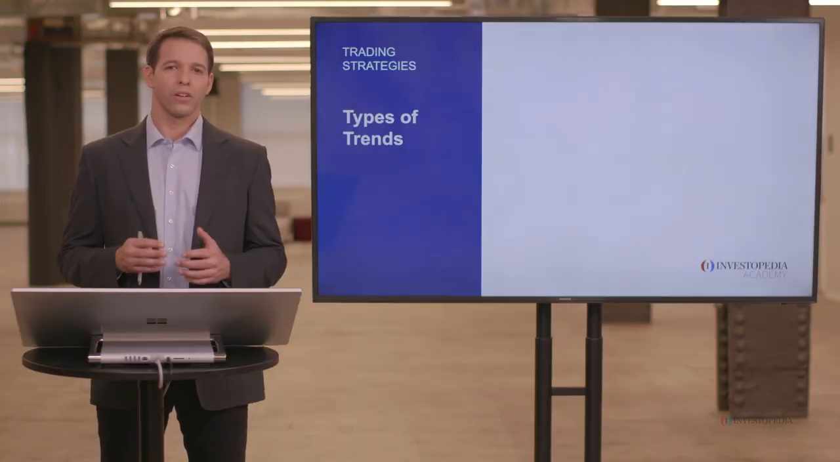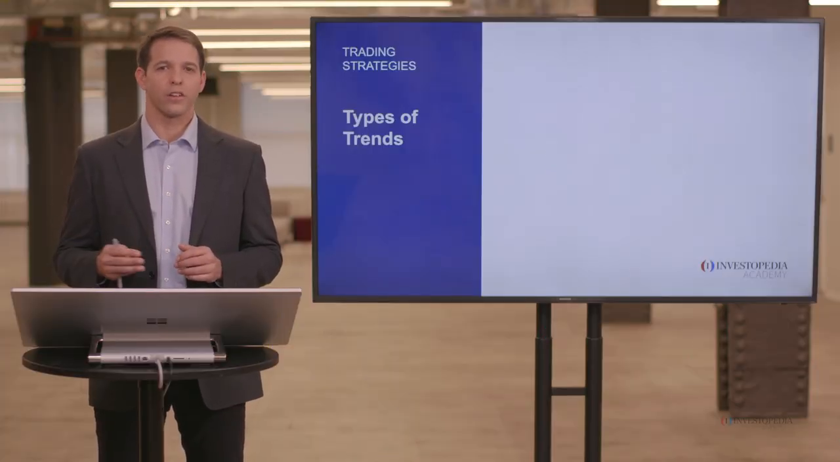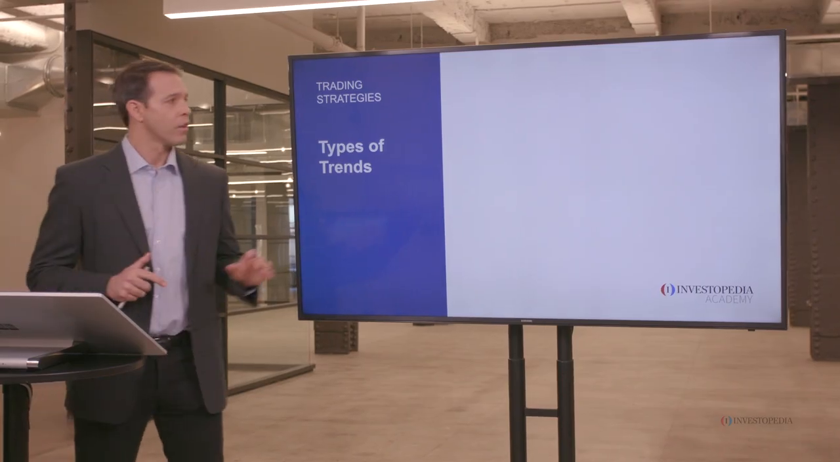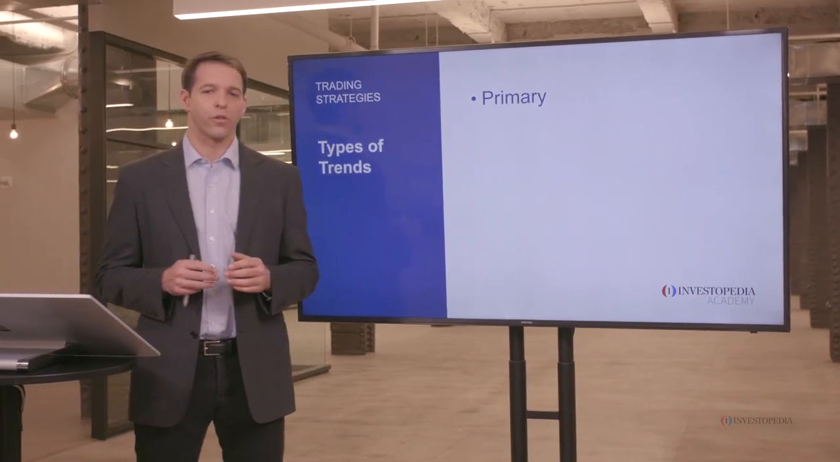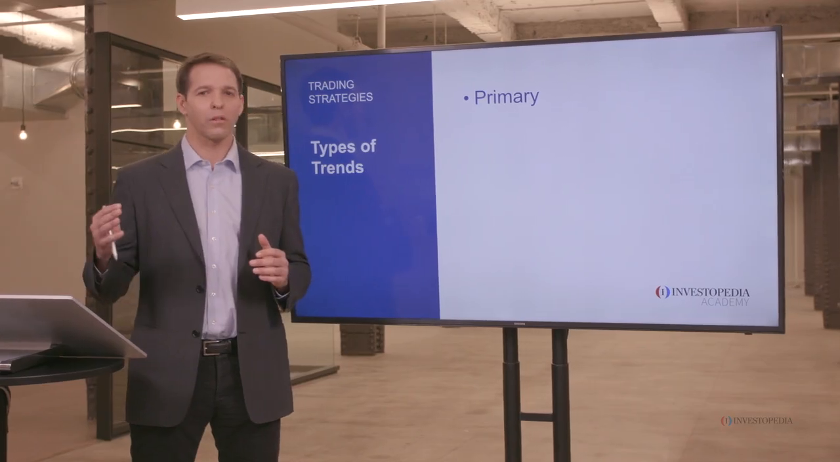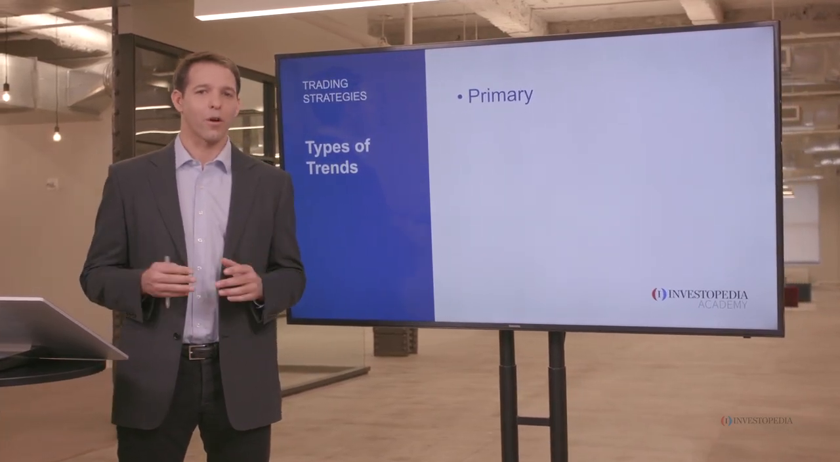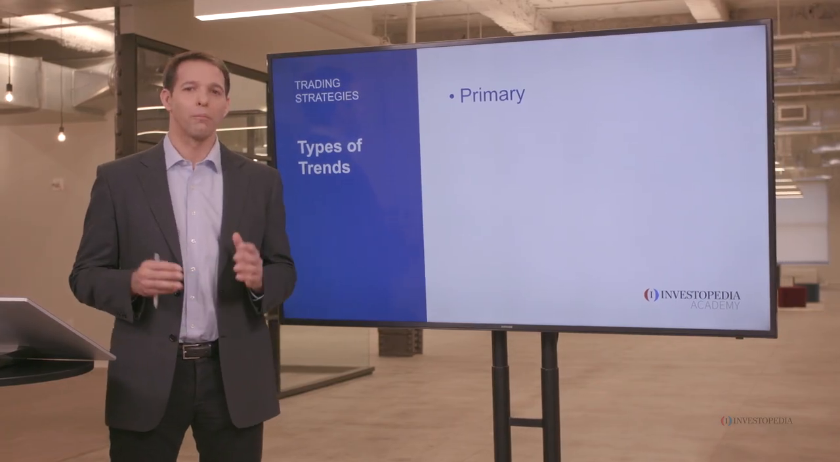Now, we've noted in technical analysis that prices tend to trend over time. But there are different types of trends, and let me explain. The first type of trend is the primary trend. And this can be a long, drawn-out, secular bull or bear market. For instance, in the stock market, we've had almost a 10-year bull market.